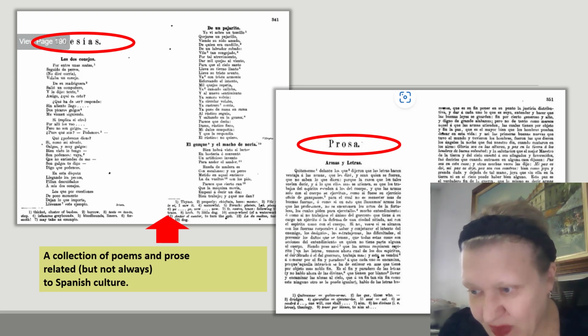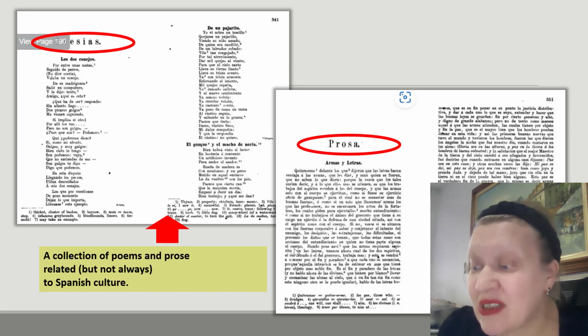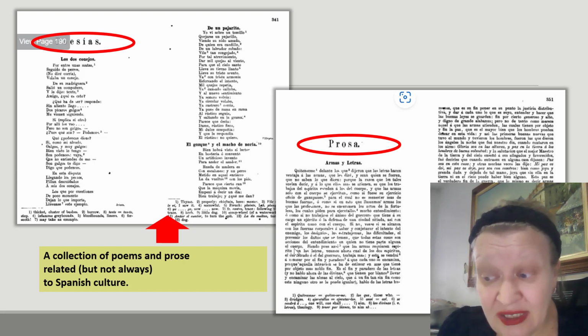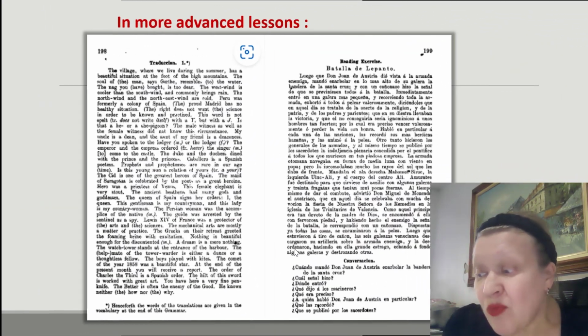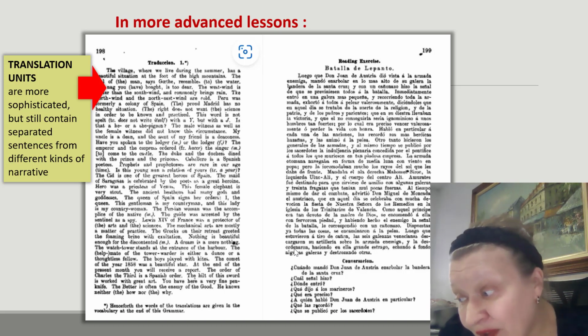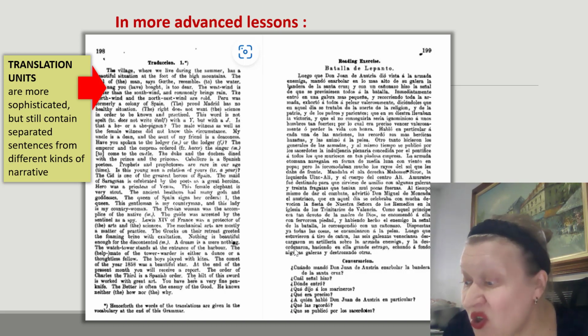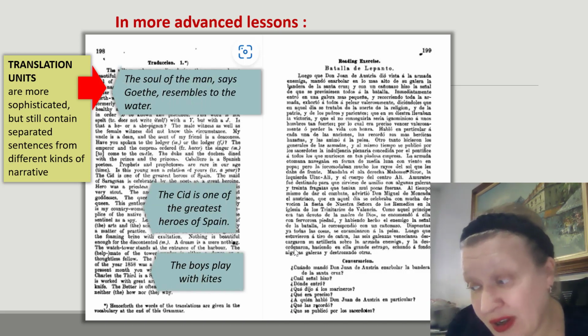At the end of the book, we can find a collection of poems and prose related, but not always, to Spanish culture. For example, in addition to a fragment coming from the pen of the famous Spanish writer Cervantes, we can find a text about French customs and the origin of the European carnival. In more advanced lessons, translation units become bigger and more sophisticated. However, they still contain sentences unrelated to each other, referring to different kinds of narratives, including historical ones.